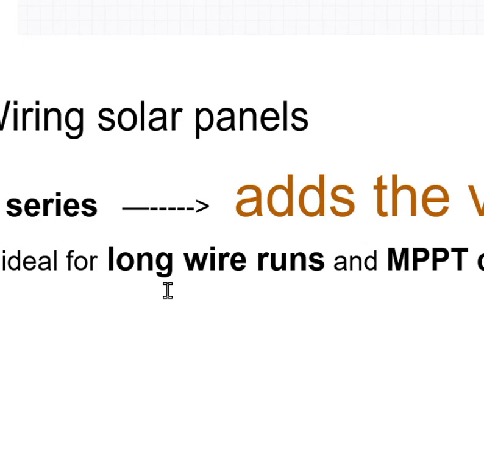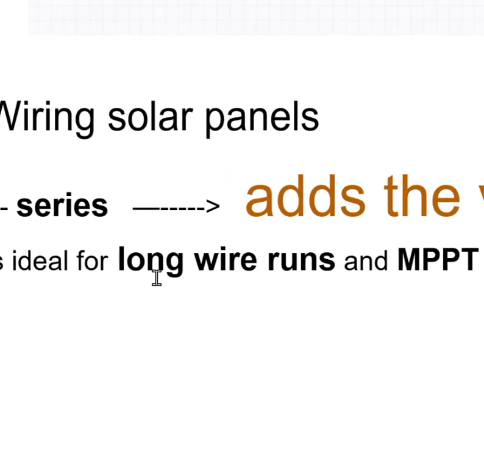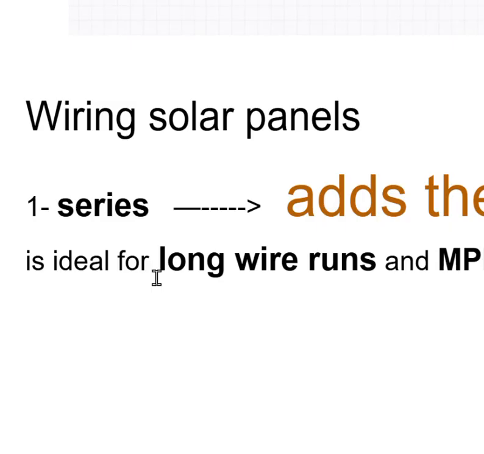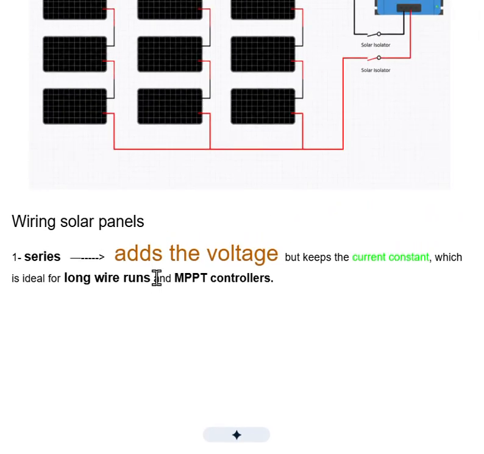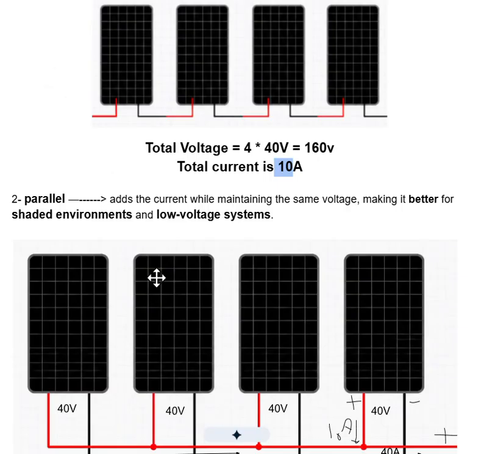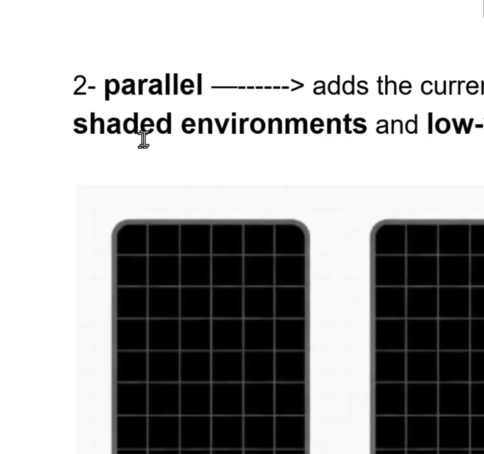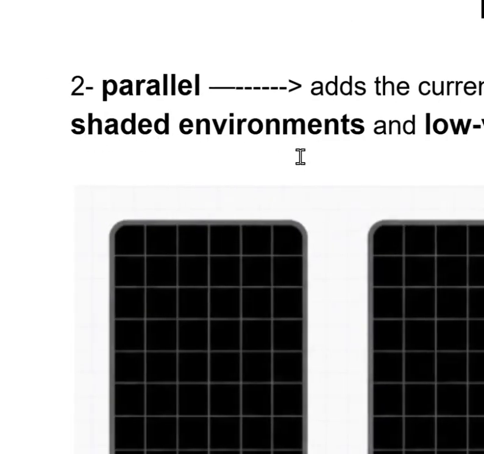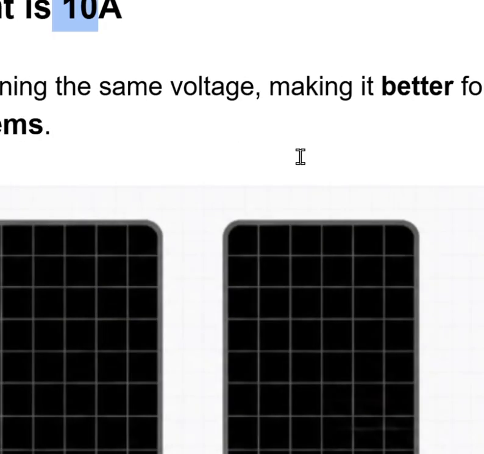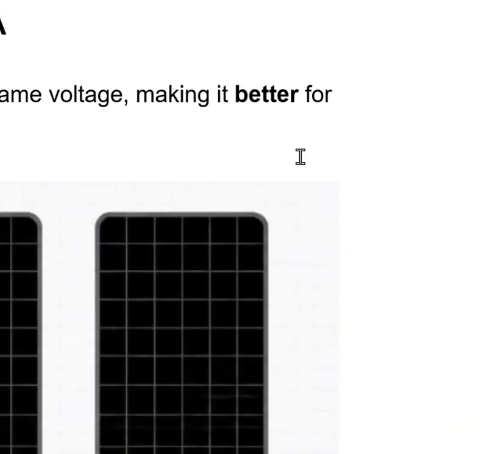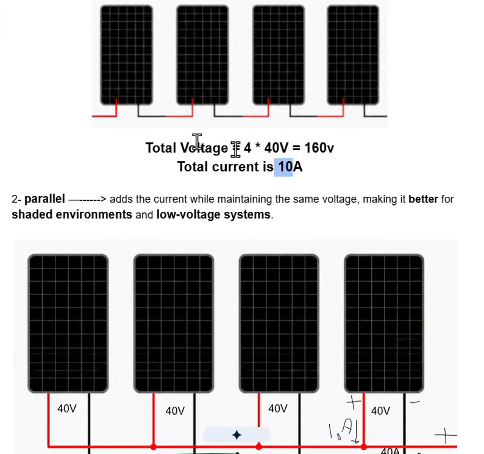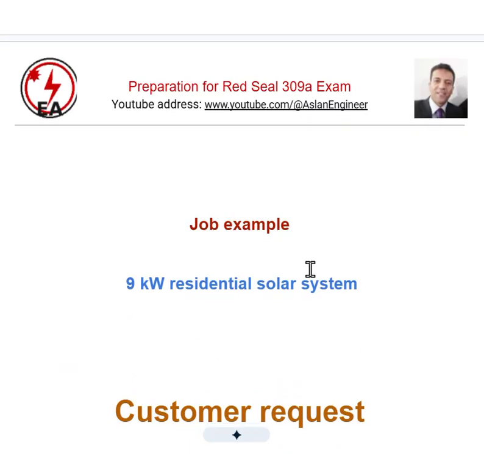So for long wire, for example, for long multi-story buildings, we try to have more voltage instead of more current. So we install the panels most of the time in series. But why do we use a parallel system? In some cases the panels are in shaded environments, and in this case, for better efficiency, we use a parallel system to install the panels.